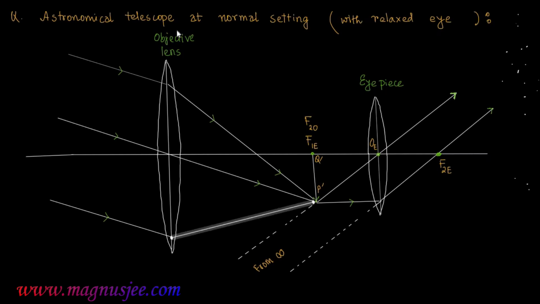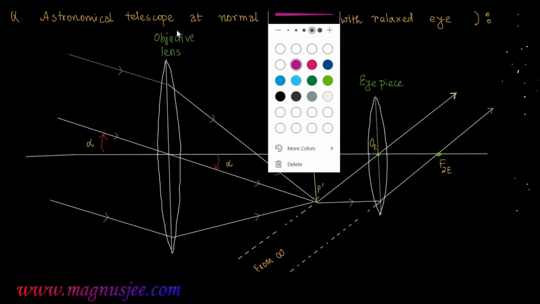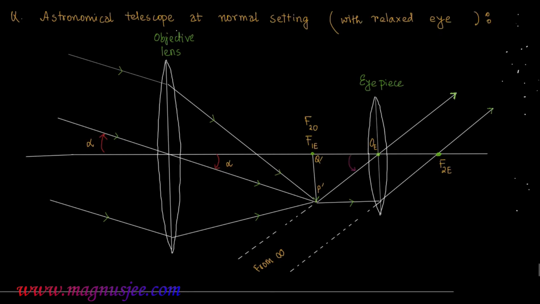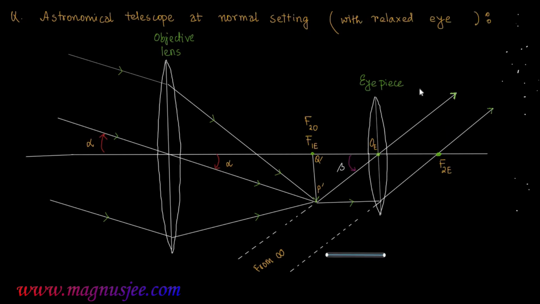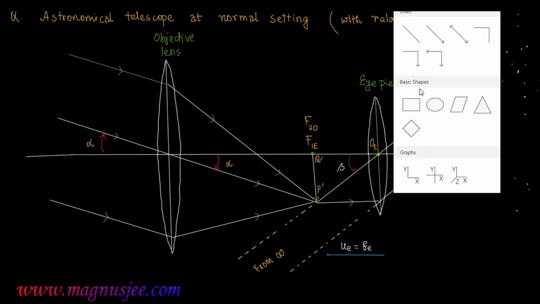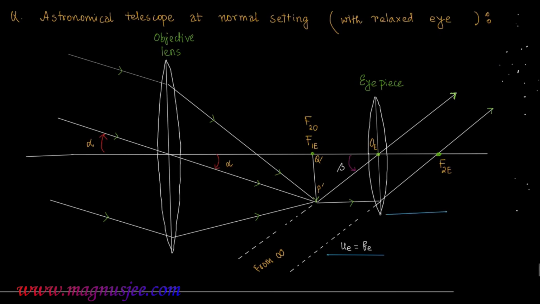The refracted rays will converge to the point P prime Q prime after refraction through the objective lens, and these incident rays coming from the astronomical objects make an angle alpha with the principal axis of the two lenses. Beta is the angle subtended by the real image P prime Q prime, which is formed in the focal plane of the objective lens and which is also formed at the first principal focus of the eyepiece. And P prime Q prime behaves as a virtual object with respect to the eyepiece.